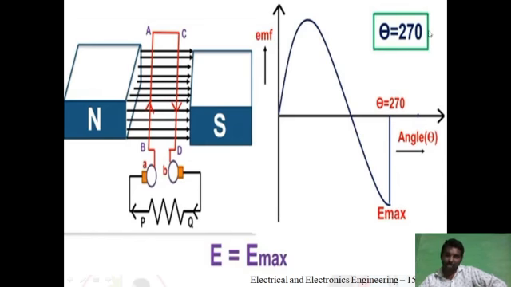Again, at theta equal to 270 degrees, the plane of the coil looks like this. The plane of the coil comes in parallel to the lines of flux. What about the components of velocity? They are perpendicular to the lines of flux. Therefore, what is the amount of EMF induced? It is Emax. So at theta equal to 270 degrees, the maximum EMF is induced in the negative direction, the opposite of the first half.